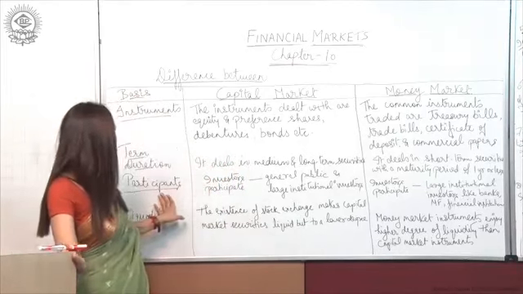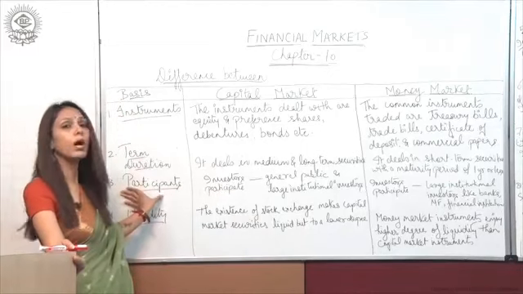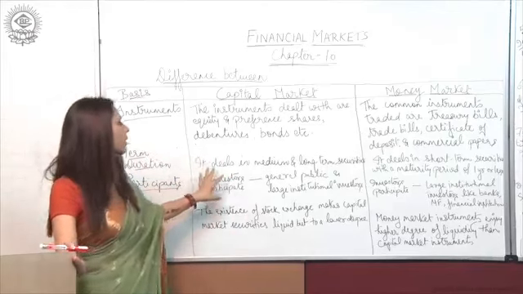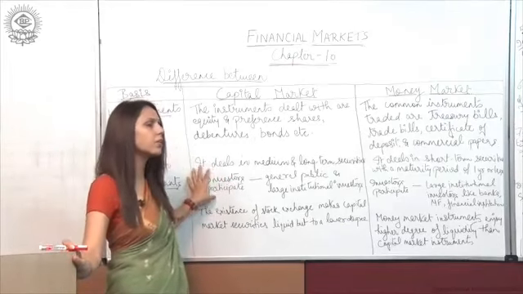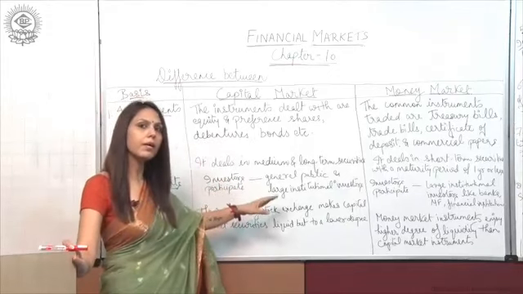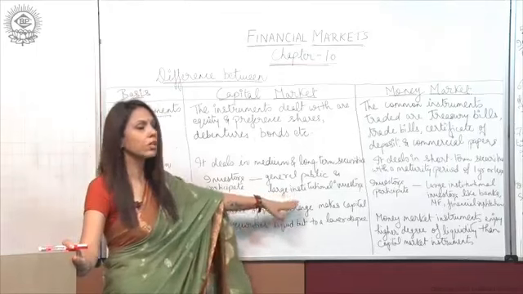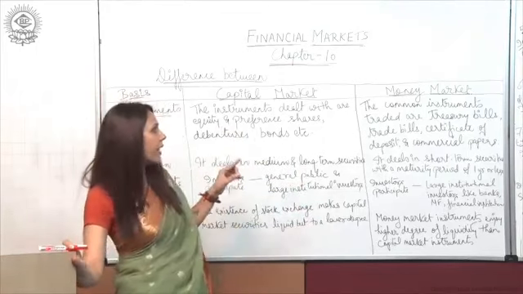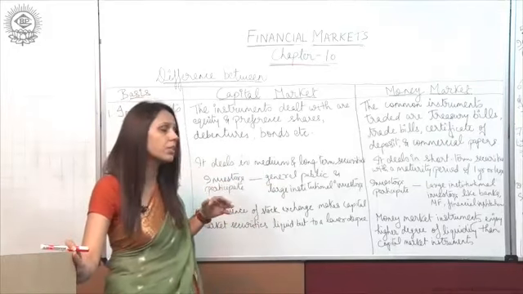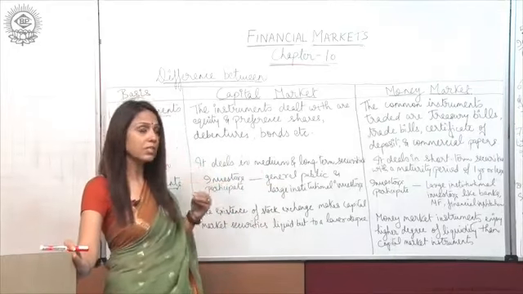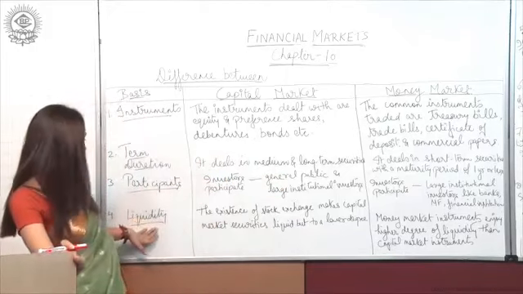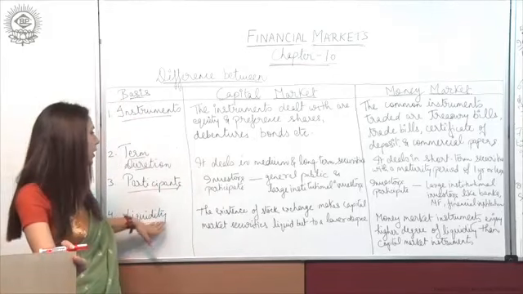The third point is the participants. Who are the various participants in the capital market or the money market? The different investors who participate in the capital market are the general public and large institutional investors. Whereas in the money market, the investors who participate are large institutional investors like banks, mutual fund agencies and financial institutions. The fourth point is liquidity.